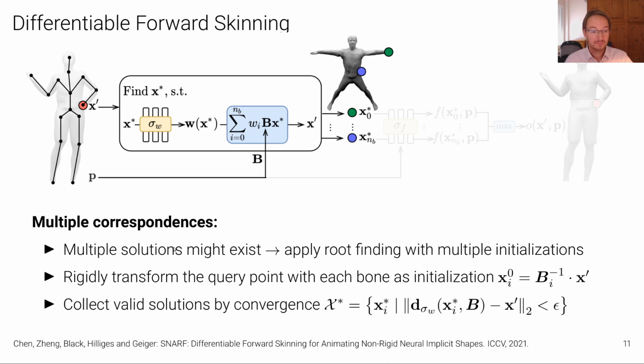How do we do this exactly? Well, we know that our human body is composed of, say, 24 human body parts. So we rigidly transform the query point with each bone as initialization. And then we run the root finding algorithm from each of these initializations. From there, we collect only the valid solutions, which we define as the solutions that have converged, where if we take the solution and pass it through the forward skinning model, then we obtain back again the input point that we have queried. But note that this could be a set of multiple different points. This is why we have obtained a one-to-many mapping by inverting this forward operation through iterative numerical root finding.